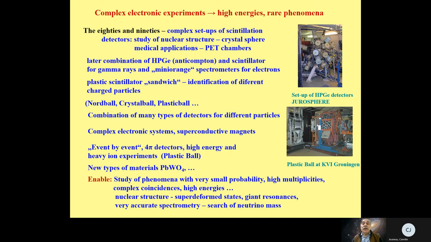Such structures were named, for example, crystal sphere, because it was a sphere made to obtain 4 pi acceptance. For medical applications, they started to use positron emission tomography chambers. Positron emission tomography we already discussed. It was also possible to use many anti-Compton spectrometers, that means a combination of semiconductor and scintillation detectors. Here it's possible to see such setups of detectors. And what is here? These are dewars for liquid nitrogen for cooling of the high purity germanium detectors.